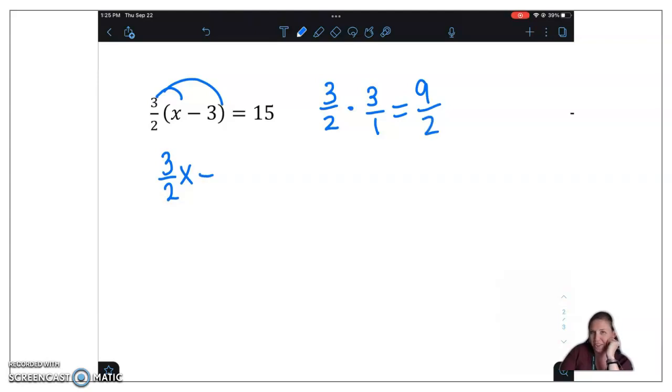I don't know if it's showing up on here, all the screaming. The pep rally is today. It's very exciting. Equals 15.